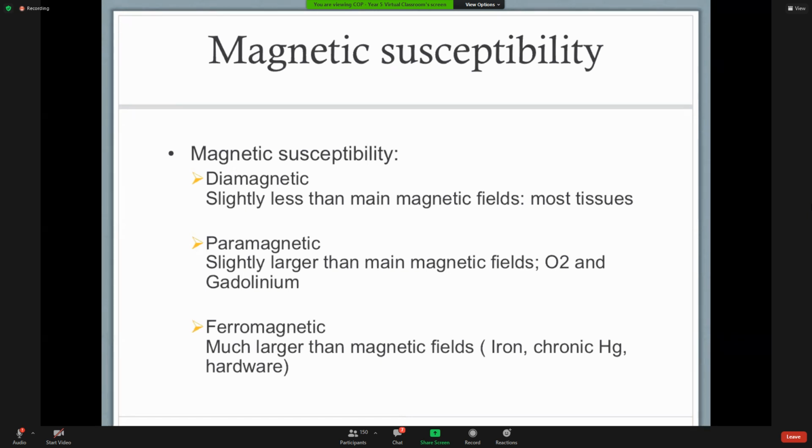So most of our tissues are very close to the main magnetic field, slightly less. Paramagnetic, slightly larger than the magnetic field, and they are often used as contrast material. And ferromagnetic, much larger, and therefore they cause disruption of the image. Sometimes we use that disruption actually to get more information.